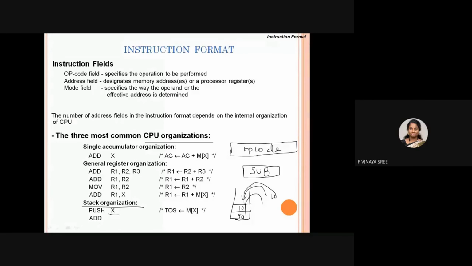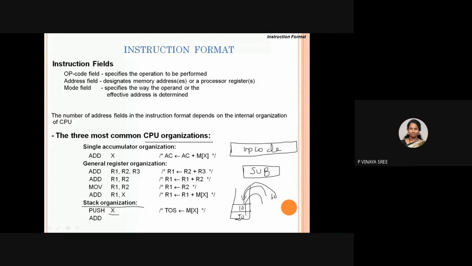But what happens if you mention an opcode means, based on the opcode we mention, addition, subtraction or multiplication, the top two elements from the stack will be taken and the operation will be performed and the result will be pushed back into the stack. This stack organization we call the zero address instruction format. Why I'm saying zero address is, in the instruction format you are not mentioning any address, you are only mentioning an opcode. So that's the reason this is zero address instruction format.